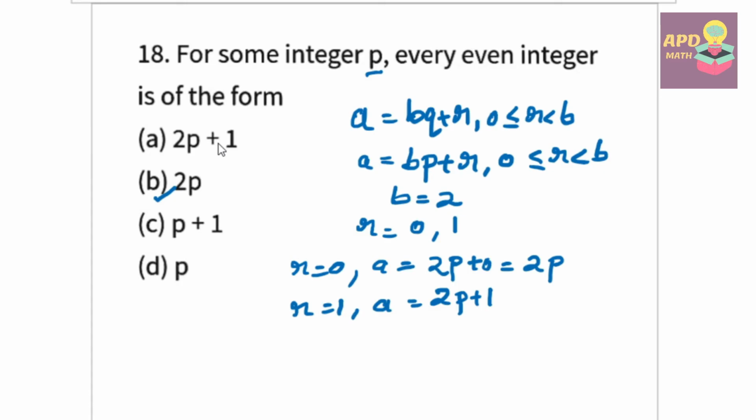Or you can directly substitute there also. When p is equal to 0, 2p becomes 2 into 0, which is 0; 0 plus 1 is 1, that is odd. When p is equal to 1, 2p becomes 2 into 1, that is 2. When p is equal to 2, 2p is equal to 2 2s are 4. Like this you can substitute and see. Then also the answer is B, that is 2p. Every even integer is of the form 2p.